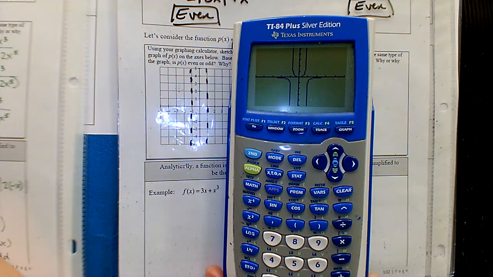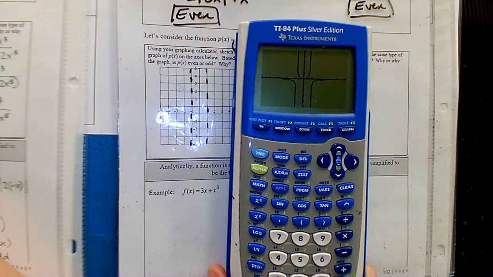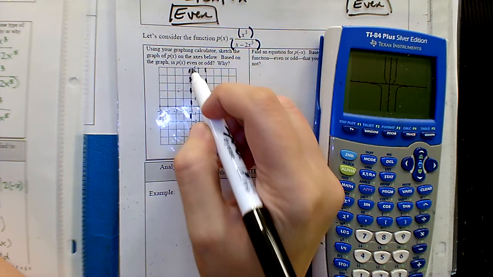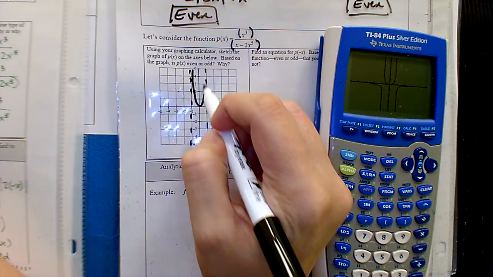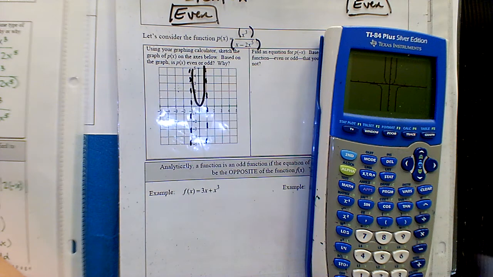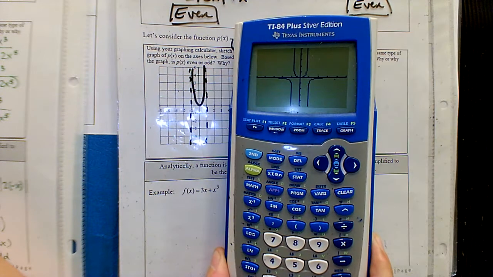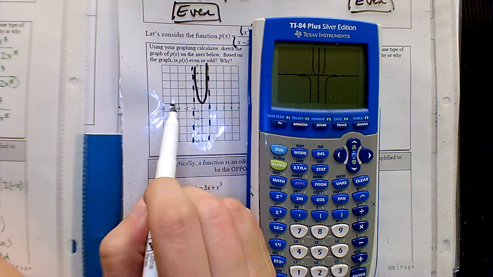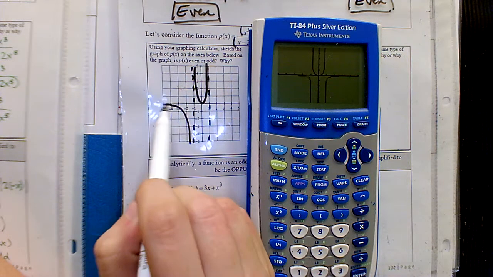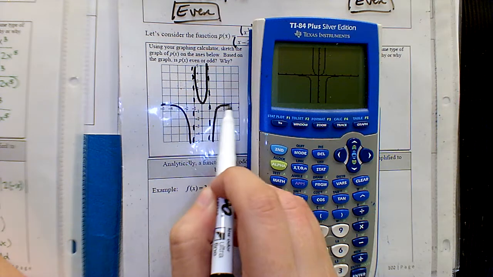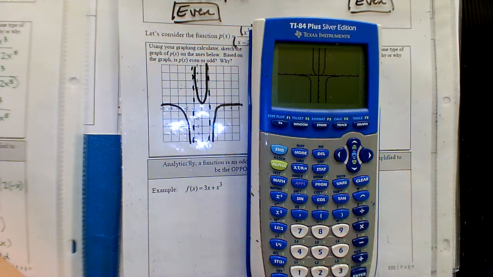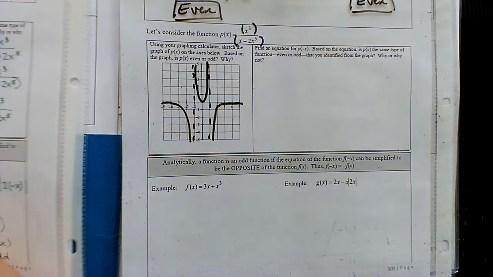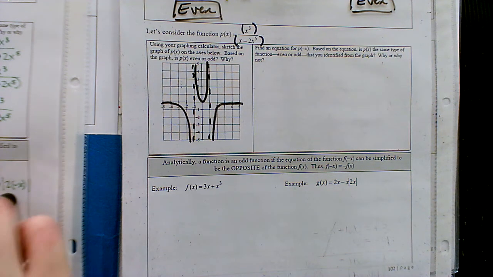So the rest of the graph, it looks like we have a parabola shape in the middle of those asymptotes, so we'll try to draw that in. And then the other left and right sides are underneath the x-axis, so we'll label those too. All right, there's our rough sketch. So based off the graph, can you determine what type of symmetry it has?